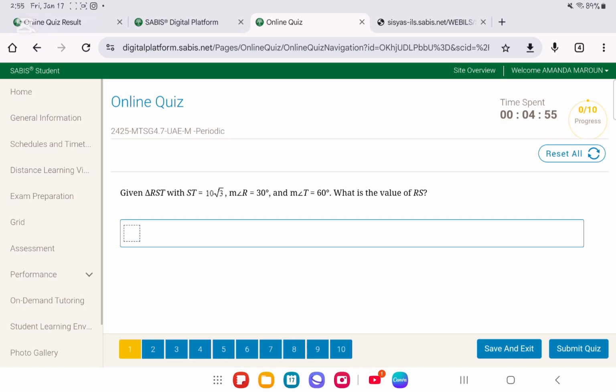So, given triangle RST with ST equal to 10 radical 3, measure angle R is 30 degrees, measure angle T is 60 degrees. What is the value of RS?